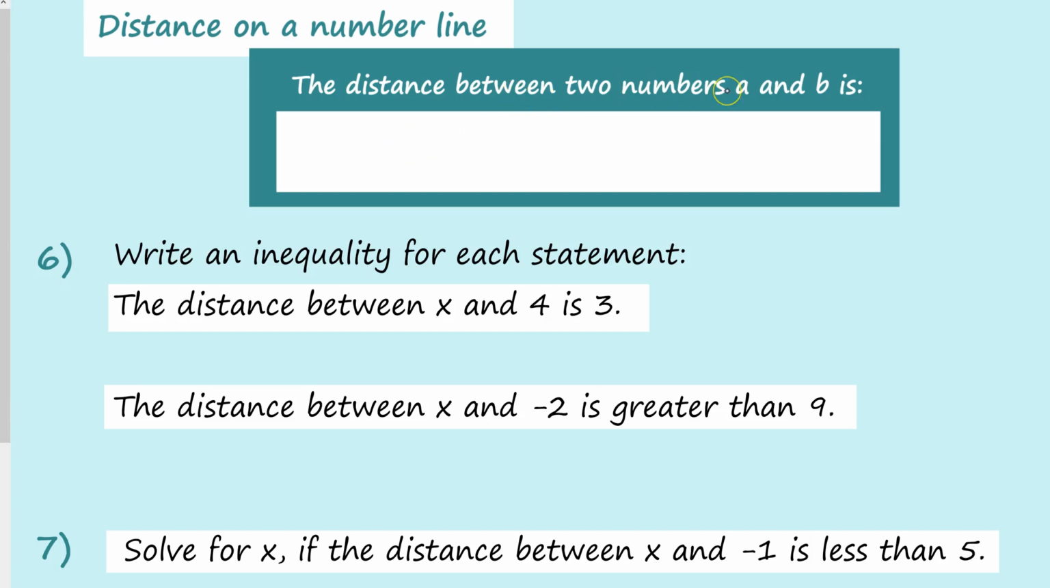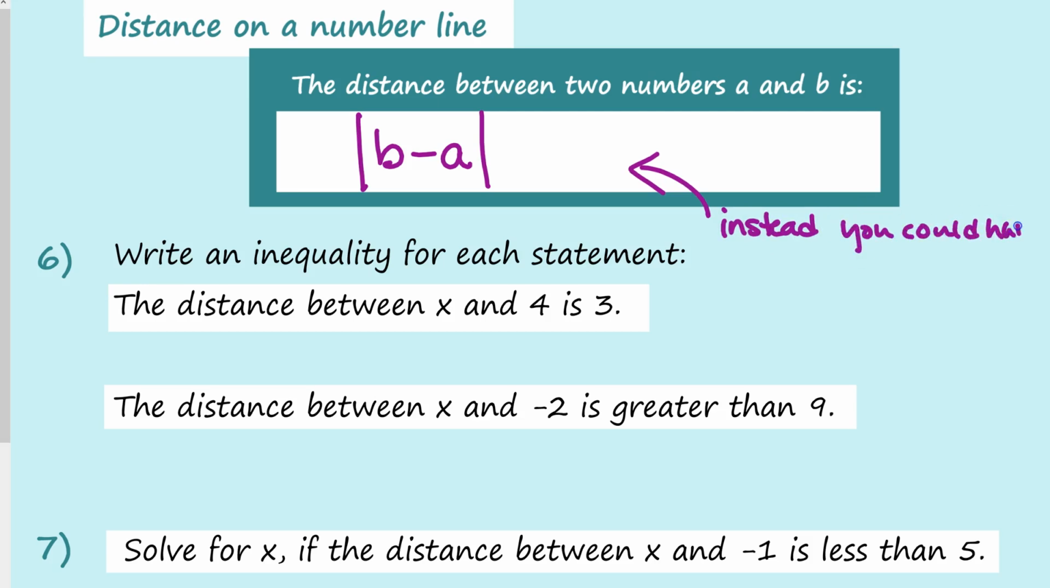So if you want the distance between A and B, subtract them and take the absolute value. If you subtract them in the other order and then take the absolute value, that's okay. So instead, I don't want to put it in the same box because you're going to think you have two parts to it. Instead, you could have the absolute value of A minus B. That's the exact same thing.